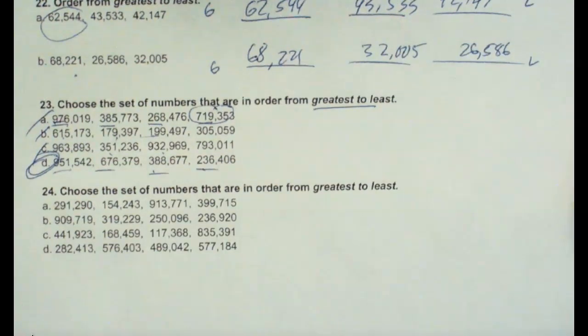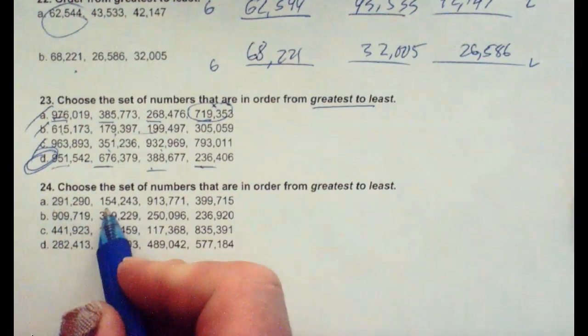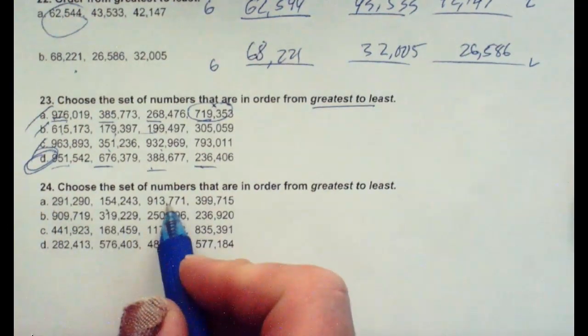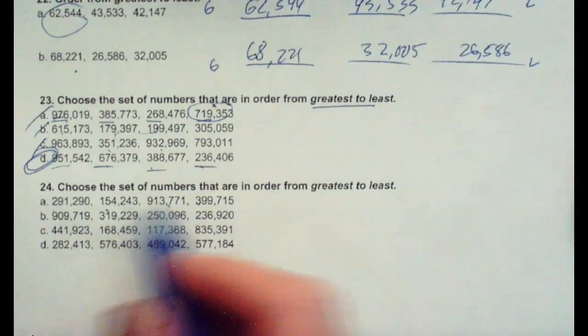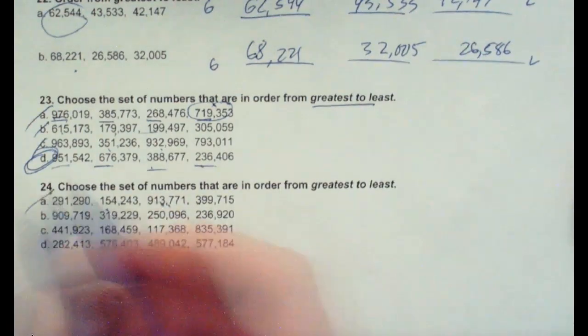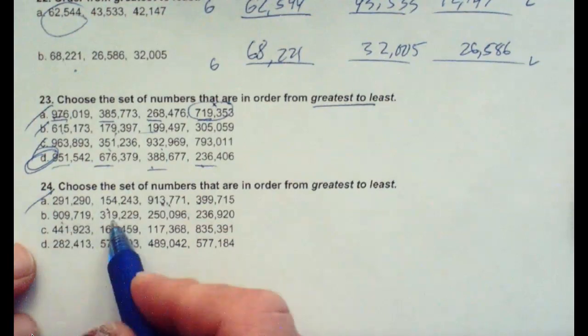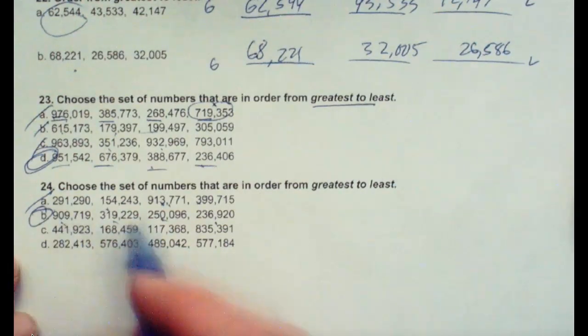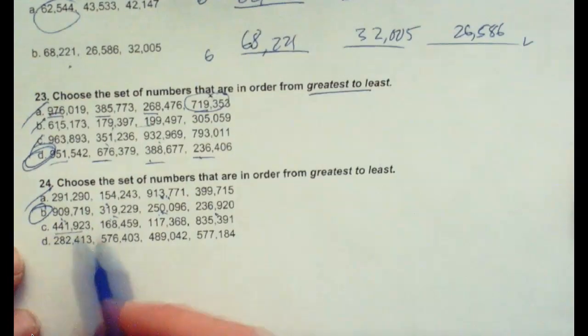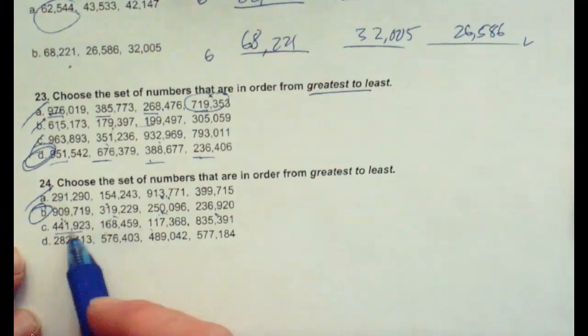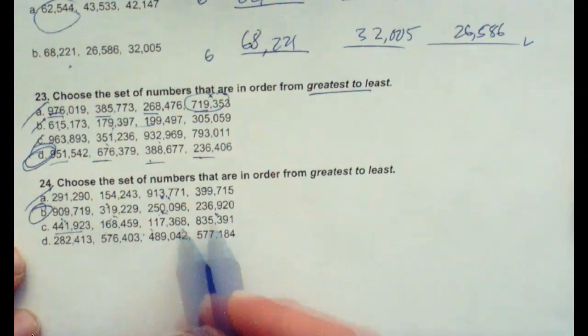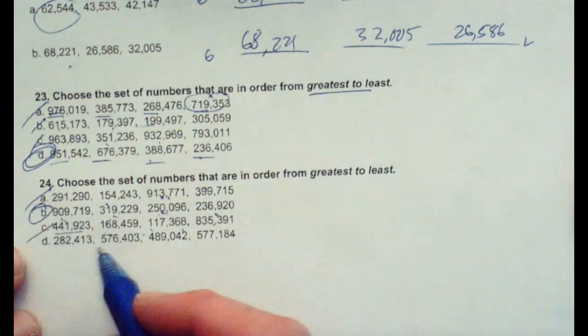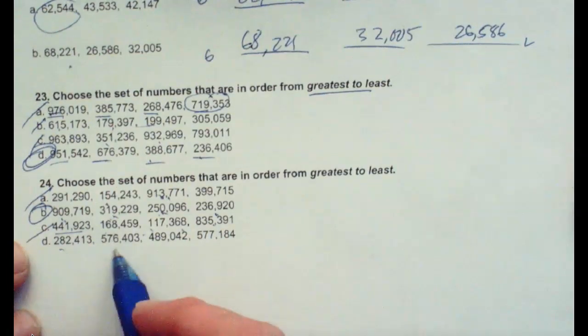All right, take a look here. Now we're doing from greatest to least. 291,154,913,390. Yeah, this doesn't work because this one's bigger than that. This is kind of all messed up. 909,319,250,236. This one looks like it's good. 909,319,258,236. Let's try this next one. 441,168,117. It's getting smaller, but then we get this one here, which gets bigger. That doesn't work. 282,576,489. Kind of got one of these things going on, so it can't be that.